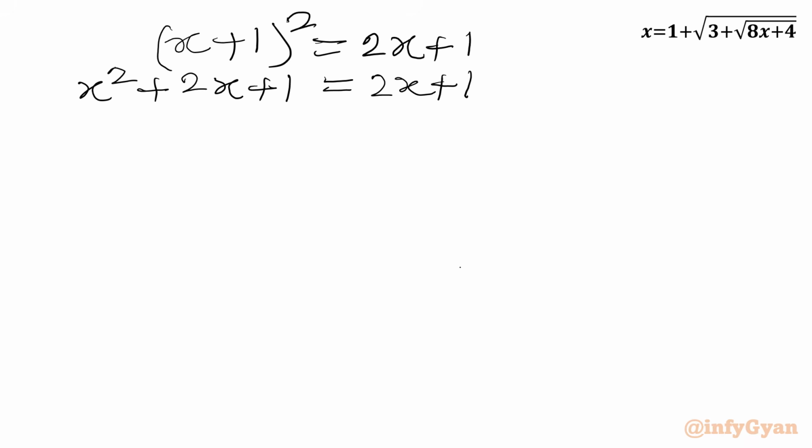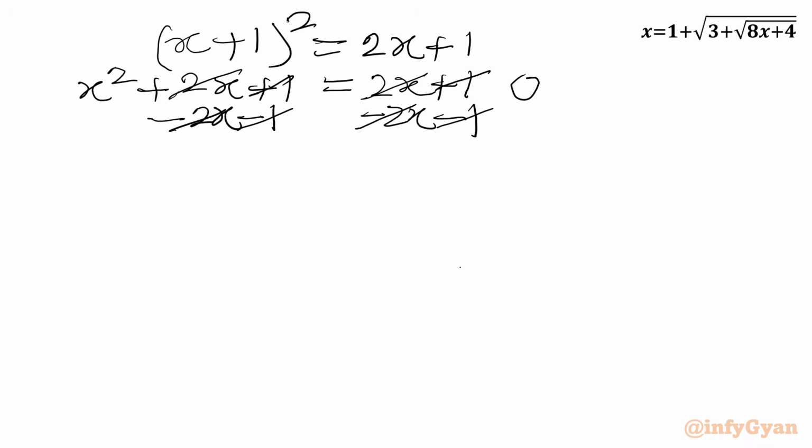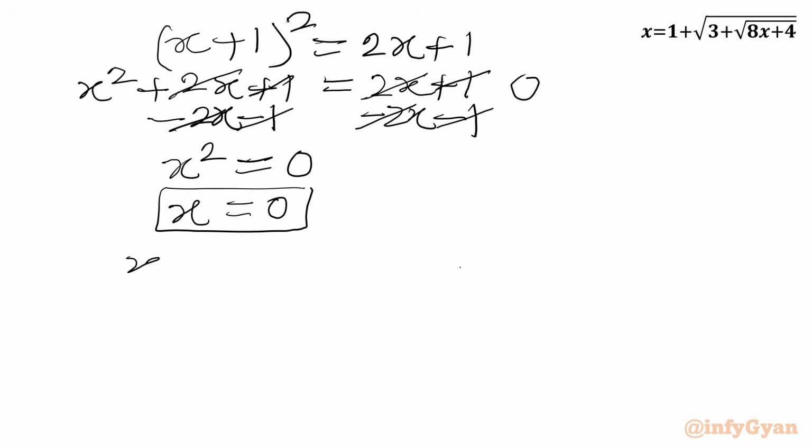We will subtract 2x plus 1 from both the sides. So I will write minus 2x minus 1 on both sides. We will cancel plus and minus 2x, plus and minus 1, and RHS will be 0. Here also we will cancel plus and minus 1, plus and minus 2x. So x square will become 0. From here we will get x equal to 0. So in total we have two real solutions, 0 and 4.